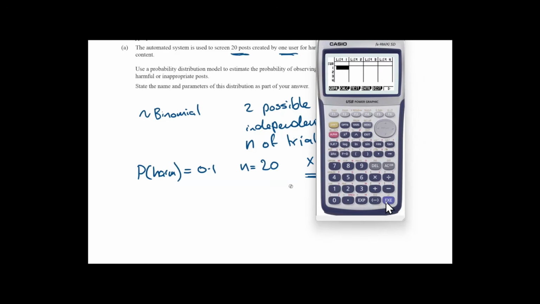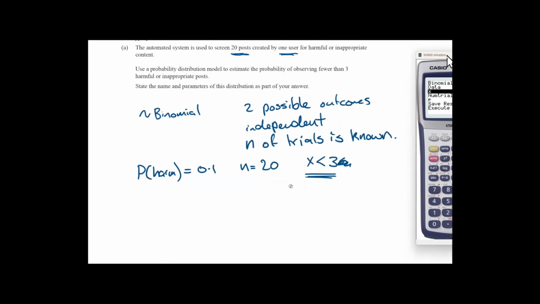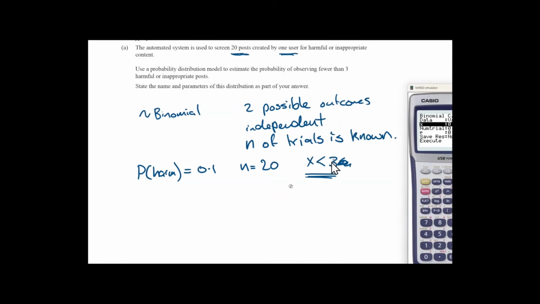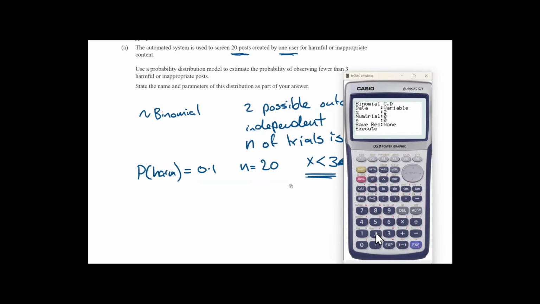We're going to go to stats mode, distribution, binomial. We are looking at cumulative because we're looking at more than one. We want variable. Now, the number that we're looking for is not 3. It's less than 3. And it is a weird quirk of these Casio calculators, but that means for here, we're going to need to put in 2.